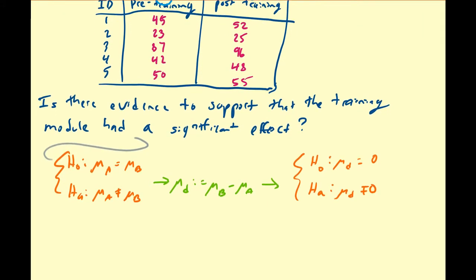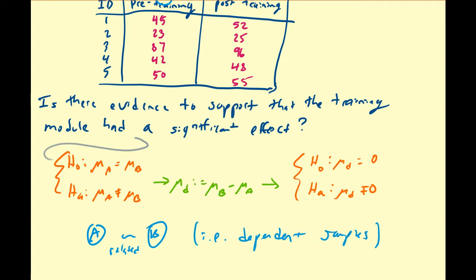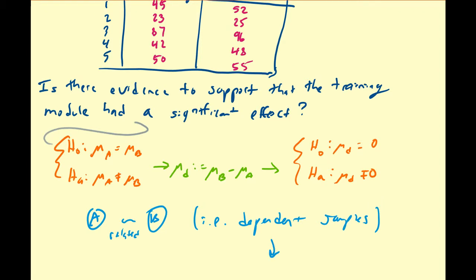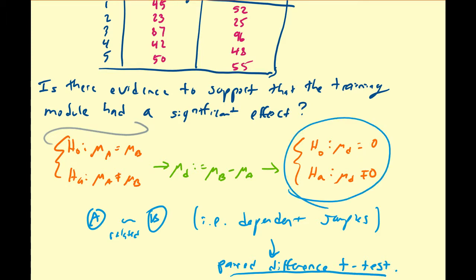Alright, so one observation is that A and B are related to one another, i.e. they are dependent samples. So since they are dependent samples, we're going to use a paired difference t-test. So this is the type of hypothesis test we're going to use on this type of hypothesis.